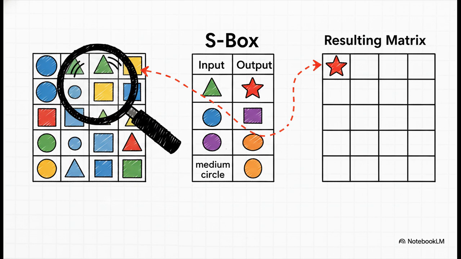Imagine you have a secret decoder table. That's kind of what the S-box is. In this step, every single byte in that 4x4 grid gets looked up on this table and is swapped out for a totally different one. The whole goal here is just to cause chaos, making it almost impossible to see any relationship between your original message and this newly jumbled text.